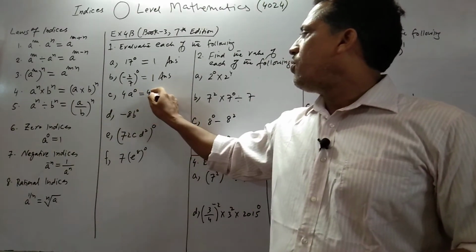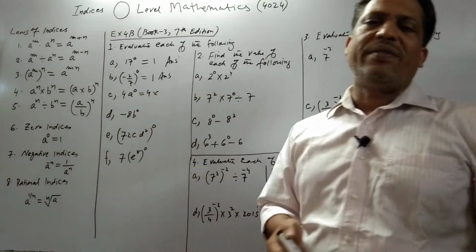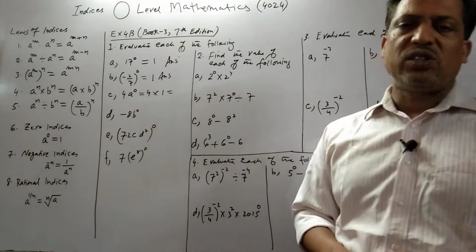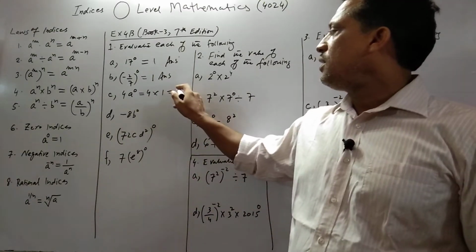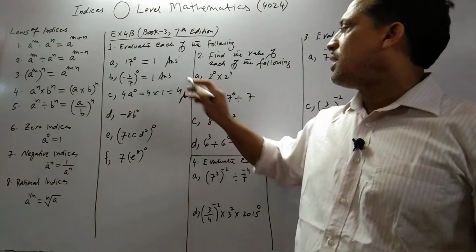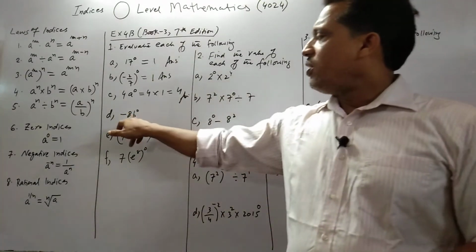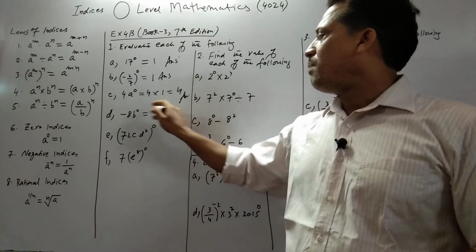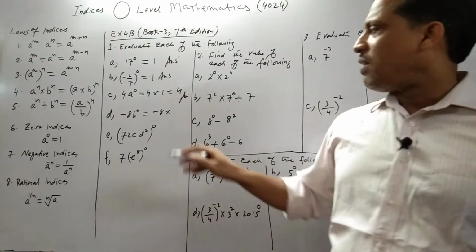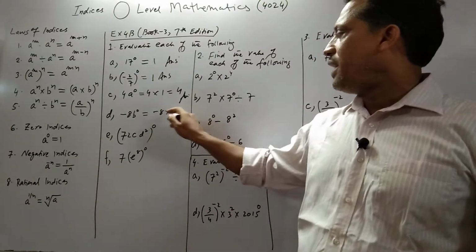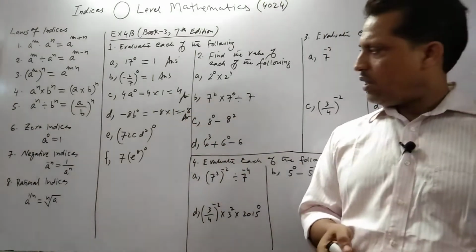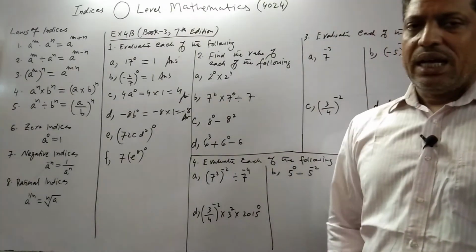Similarly, 4 multiplied by a power 0. What is a power 0? 1. Anything to the power 0 is always 1. 4 ones are 4. So 4 is the answer. What about this D part? Minus 8 multiplied by b to the power 0. Something to the power 0 is always 1. So minus 8 into 1, minus 8. This is your answer.